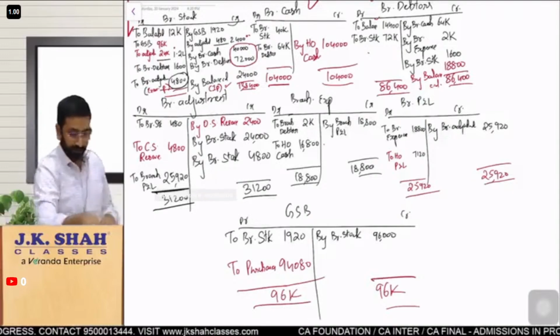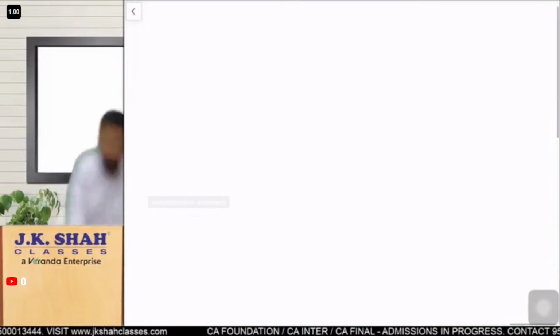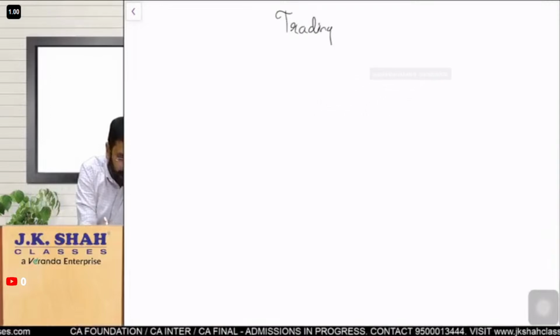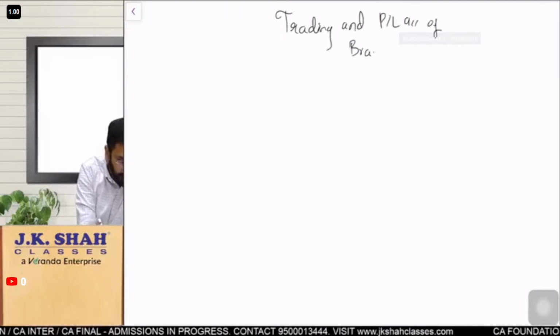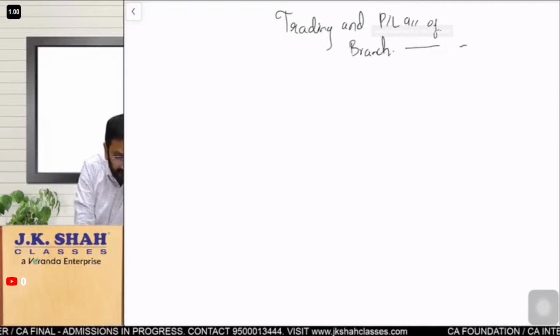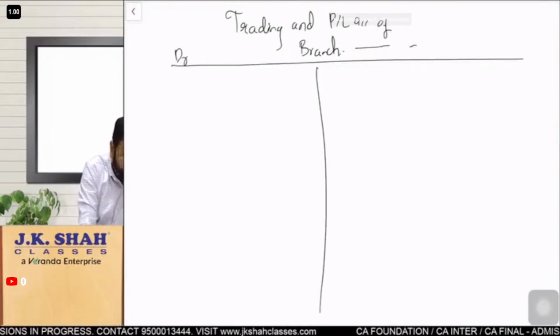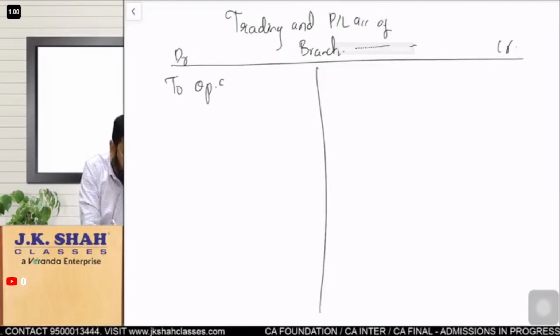Done. Okay. Now, let's do the same question under which method? Single entry method, and now what do you prepare, guys? Trading account and P&L account. So we'll do together the trading and profit and loss account of a branch. Now listen, we are doing together. First item, opening stock, normal trading account format.